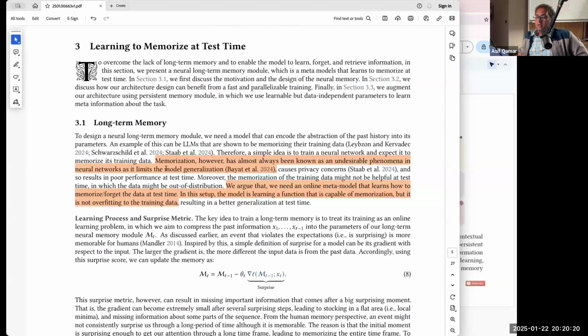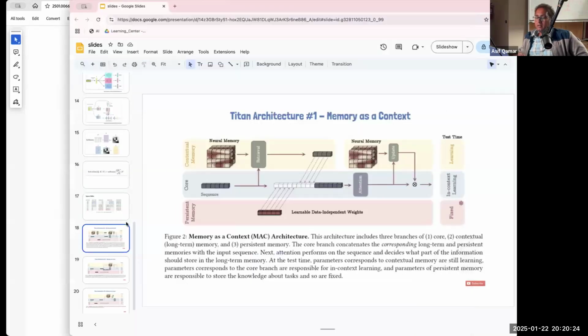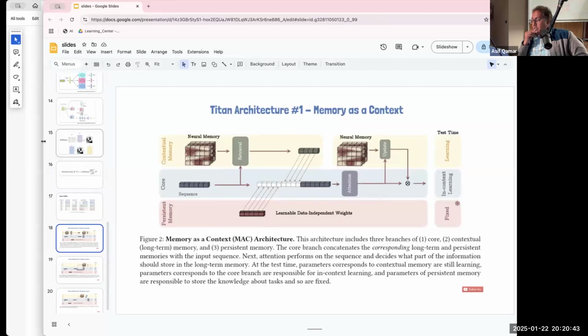What they really talked about now is the long-term memory, and pictorially, visually, we also talked about the long-term memory. Now this is called the memory as a context architecture. Okay, and let's talk about the other architecture. You can think of the other architecture as a slight variant of this architecture. It's very simple.